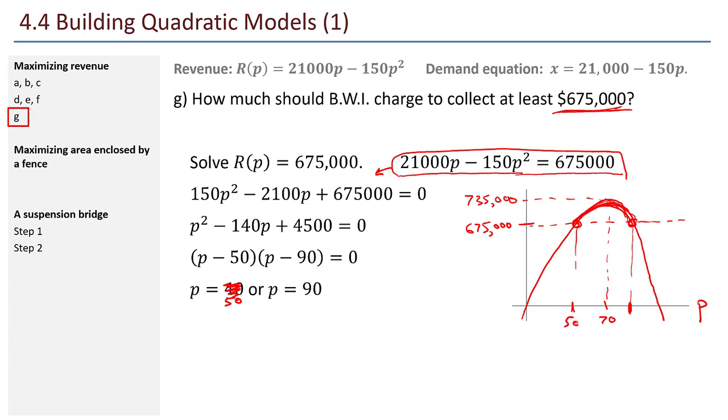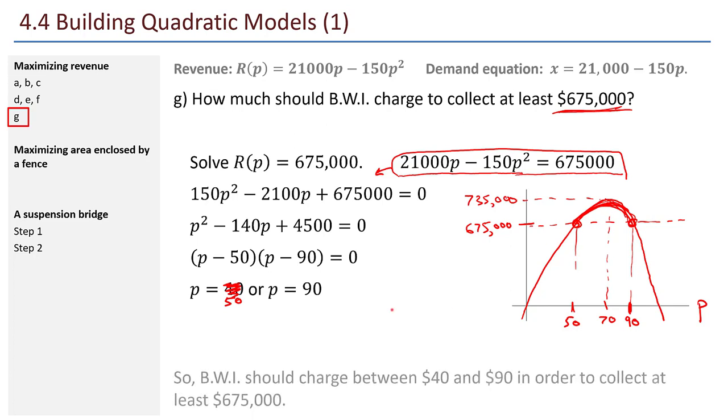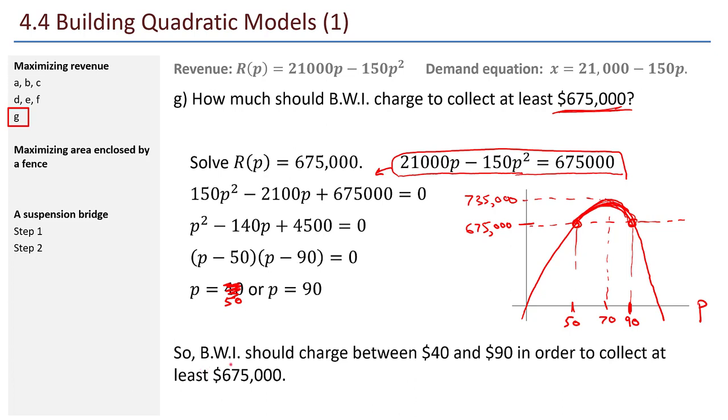And those are the two numbers on my axis, 50 and 90. So as long as the price is between 50 and 90 per item that I'm selling these widgets for, each widget costs between $50 and $90, then I should be able to make at least $675,000 in revenue. So Best Widgets Incorporated should charge between, say, $50 and $90 in order to collect at least $675,000.